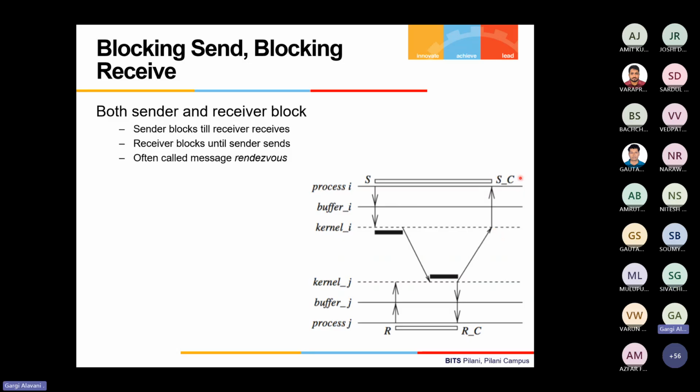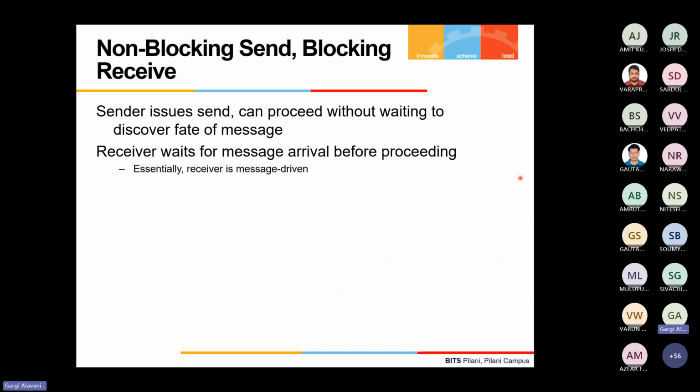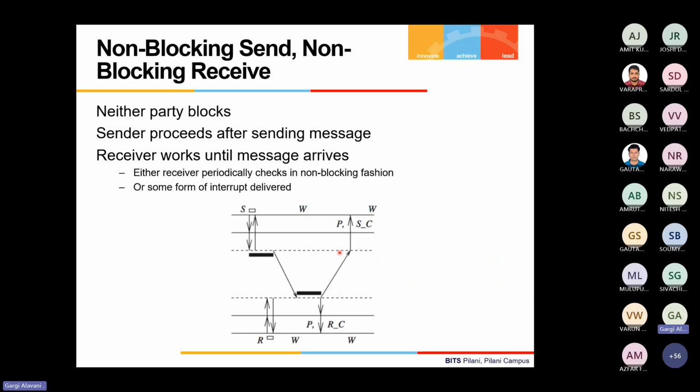Okay. The other approach is where there is no blocking sender. The sender will issue, then proceed without waiting to discover whether the message is received or not. The receiver will wait for message arrival, and once the message has arrived, it will start processing.